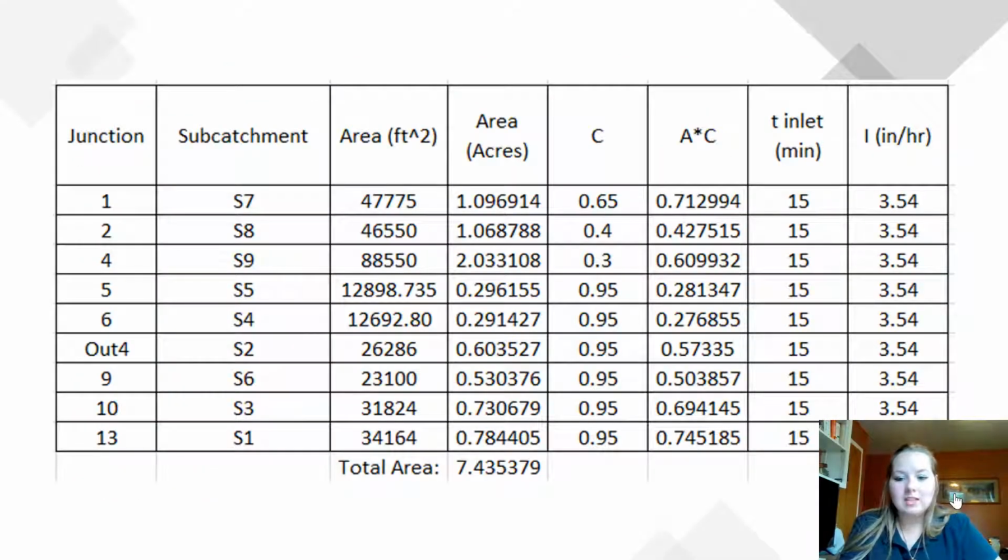The table shown on this slide provides the area in square feet for each subcatchment. These areas were found by measuring distances on Google Maps. Since most of my subcatchments are rectangles and squares, I was able to just multiply the length times the width to find the area in square feet, and then I converted this area into acres. And the time of concentration, as mentioned earlier, is going to be 15 minutes for each subcatchment, and the rainfall intensity is 3.54 inches per hour.